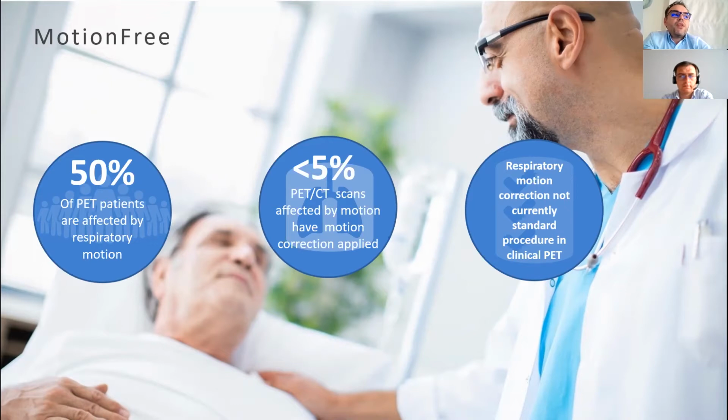Moving region of activity is producing blurred and fainter images, which are associated with inaccurate localization of the features of interest. However, and this is very interesting, only 5% of PET-CT scans have correction techniques applied today, which means that this technique is actually not a standardized one in a clinical setting.